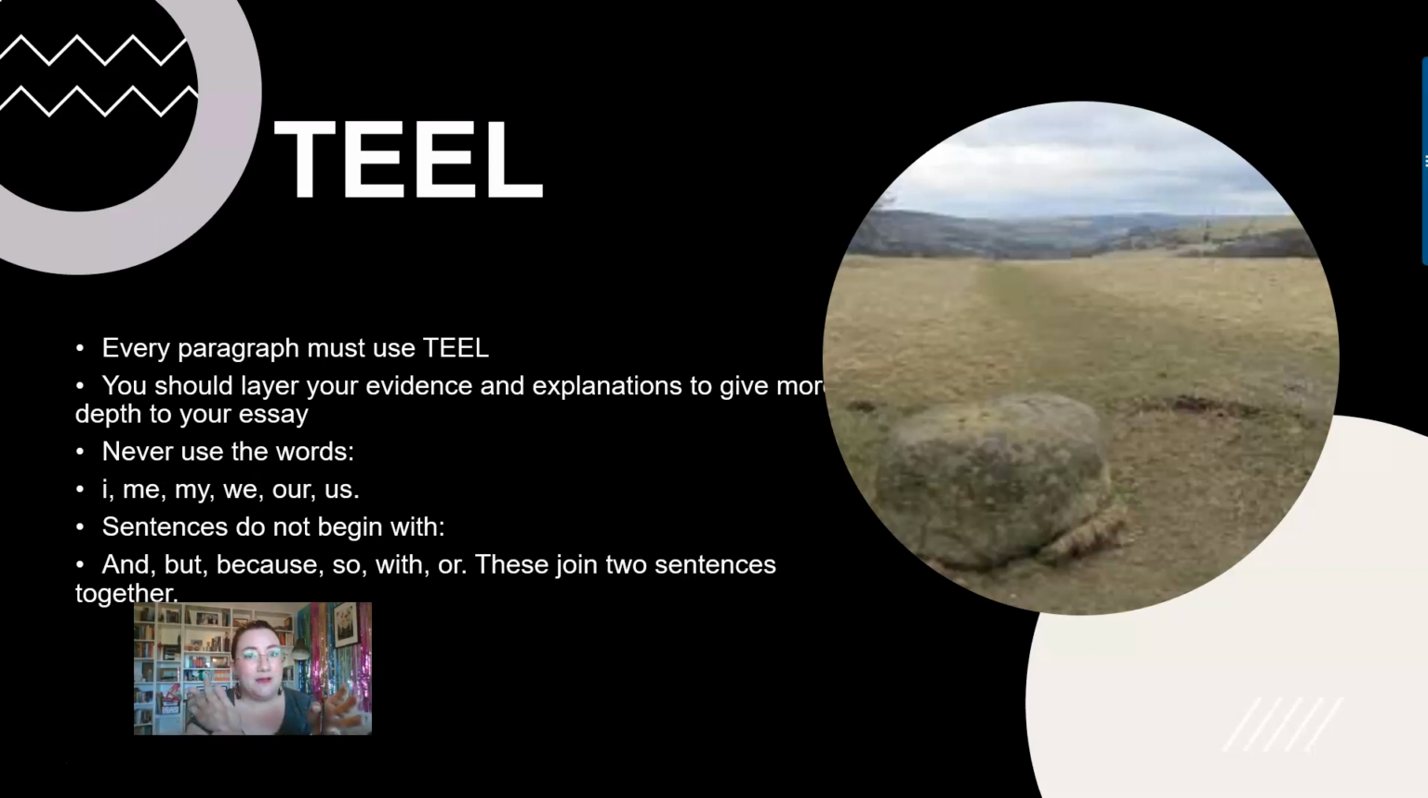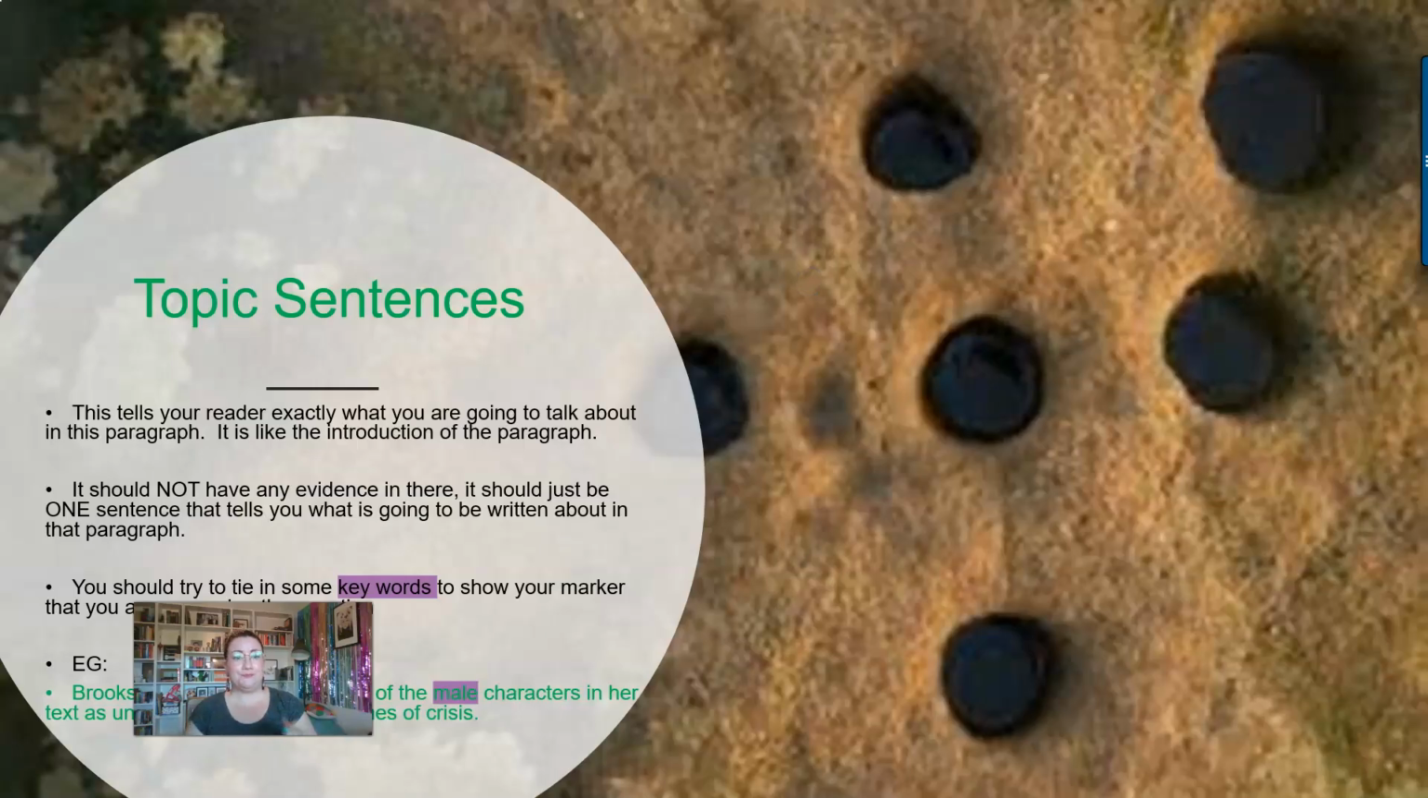Other things to keep in mind, and these are merely because the writing is so formal, is you don't start sentences with and, but, because, so, with, or. Okay? You use those words to join two sentences together. You don't use them to start sentences, particularly when we're talking about formal types of writing. So, just a tip.